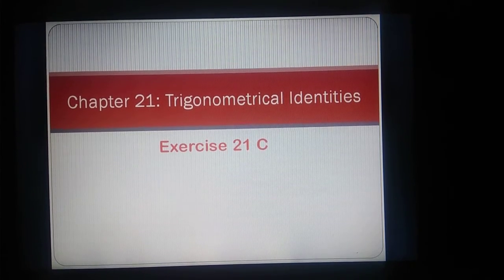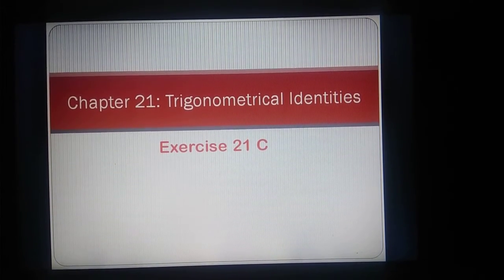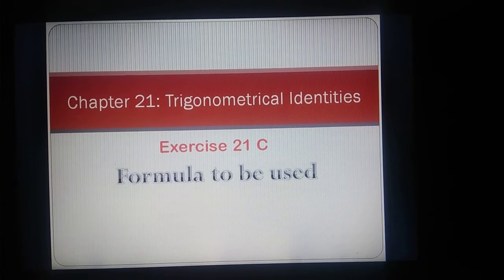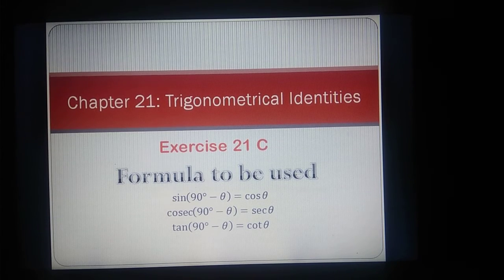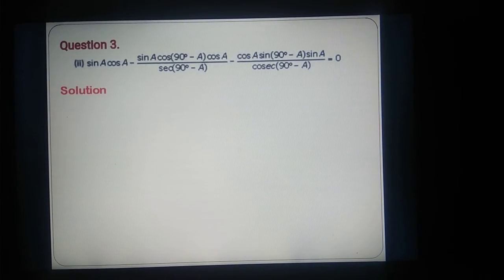Hello dear students, so let us continue our work on exercise 21C. As mentioned earlier, we are going to make use of these three formulas. Now let us take the first problem for the day, that is question number 3.